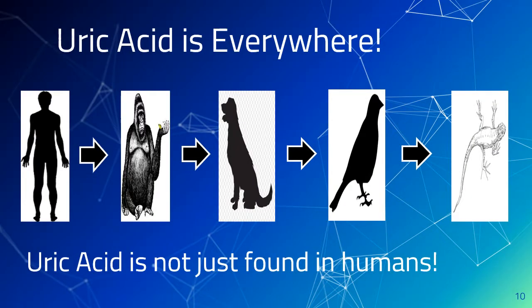Another infamous thing about uric acid is where it's located. It is not just found in humans. If you look at this diagram, it is found in primates, humans, dogs, birds, and even reptiles. In humans and primates, uric acid is excreted by urine, and uric acid is also a potent antioxidant for humans and primates. In birds, uric acid reduces water loss, which is beneficial to the birds in preventing dehydration.